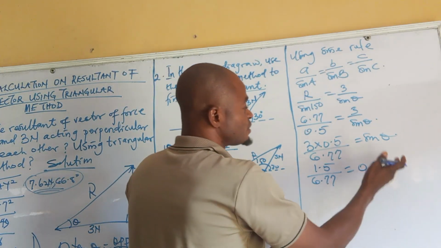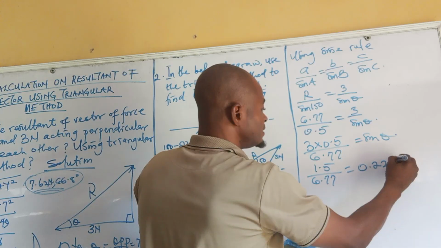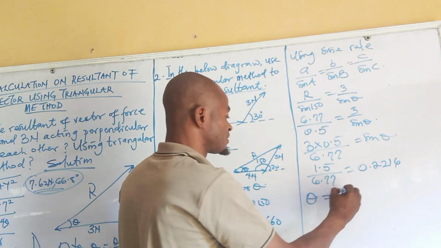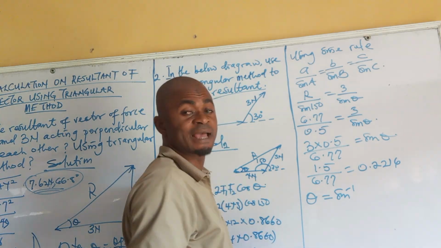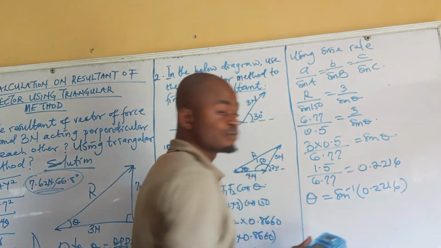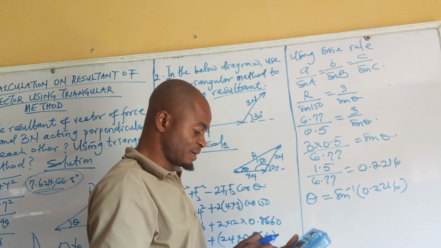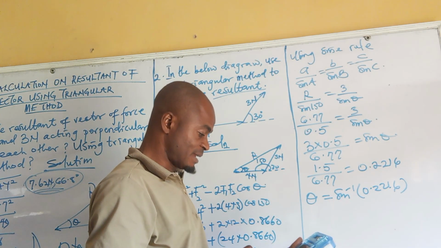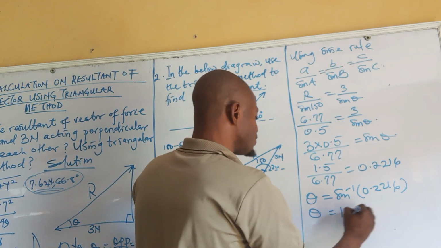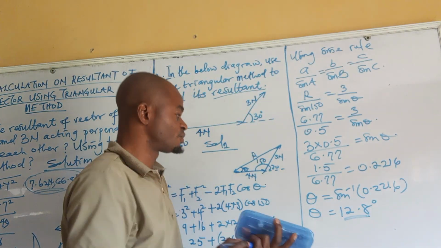Because it is sine, you can have it in 4 places. At the end of the day, your theta, that is your direction, will be equal to arc sine of the answer you get here. In the calculator, you press shift, then sine, and then your answer, and you get theta equal to 12.8 degree.